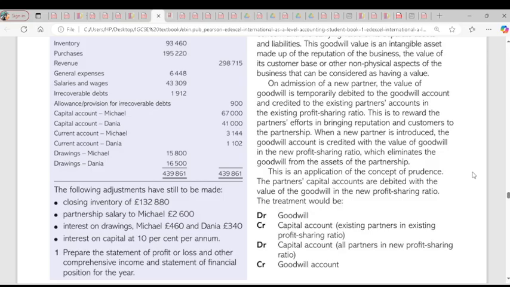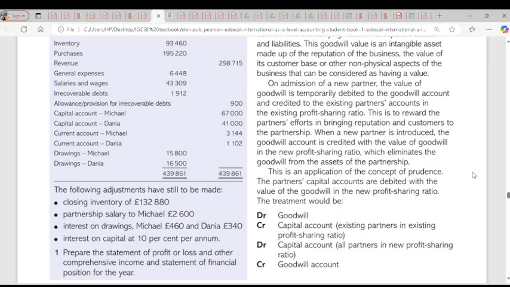Now we find the difference between the credit side and the debit side. For Daniel, we have 1,102 plus 4,100 plus the profit for the year 39,323. It gives us 44,525. Then you take away 16,500 and 340.